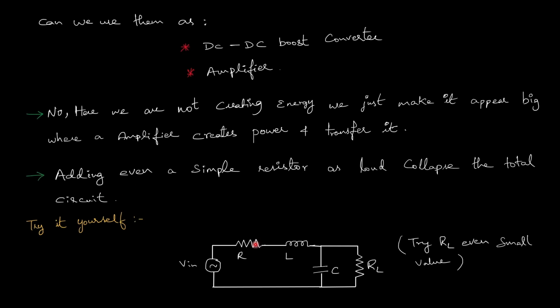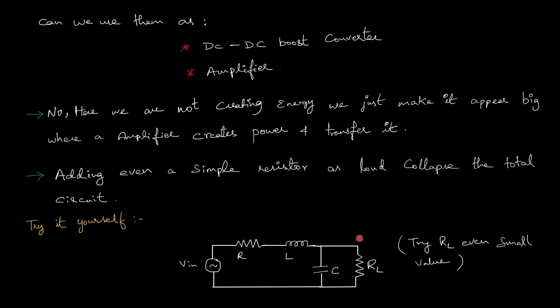So as a small experiment for all the Noddies, take a voltage magnifier circuit, add a load resistor and try to decrease the value of the load resistor and observe how the voltage magnification reduces, and you will immediately see the effect of loading on the resonance circuit.